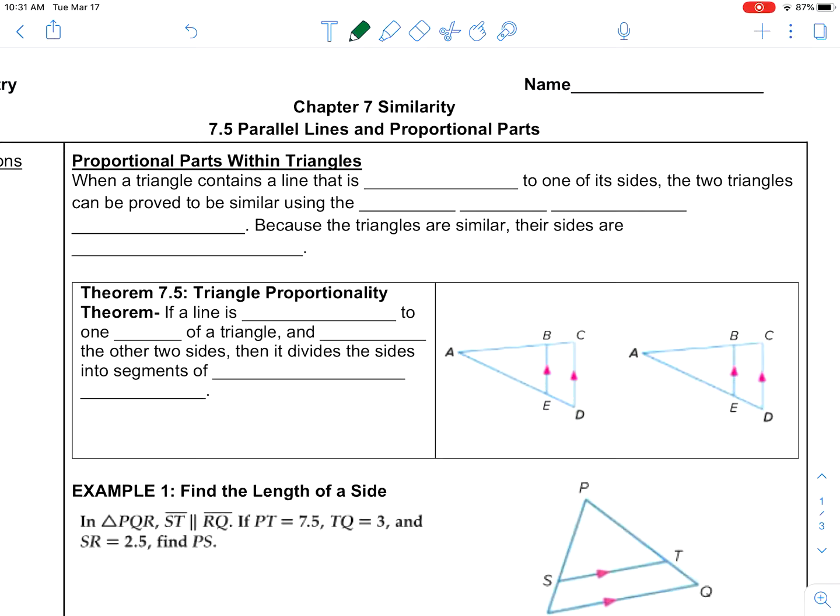Well, where we left off, we were looking at our similarity shortcuts for triangles. And today we're going to be talking about how parallel lines in a triangle produce proportional parts. So when a triangle contains a line that is parallel to one of its sides, the two triangles can be proved to be similar using, if you recall, the angle-angle similarity shortcut.